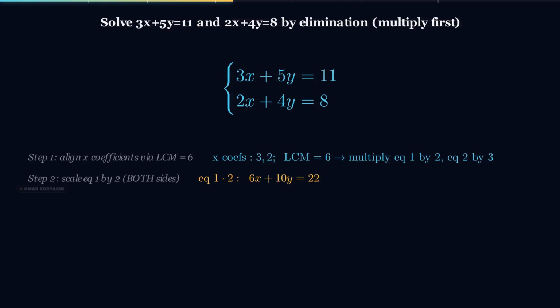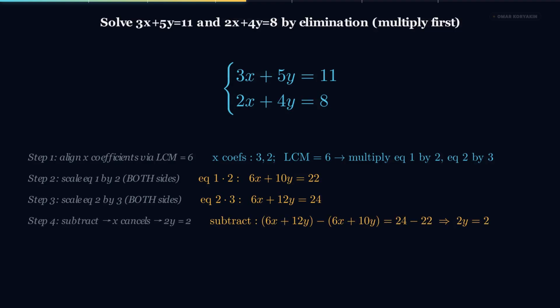Step 2. Choose the variable. Eliminate x by multiplying the first equation by 2 and the second equation by 3. Then both equations will have x coefficient 6 and subtraction will cancel the x. The first equation times 2: 6x plus 10y equals 22. The second equation times 3: 6x plus 12y equals 24. Both x coefficients are now 6.